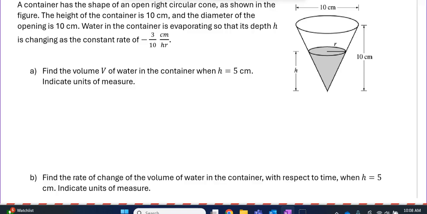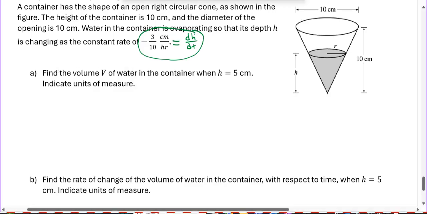And so let's just label this in calculus. It says the depth is changing, so that's dh dt. All right, that's key right there. In other words, this water is going down because it's evaporating. A, find the volume of water in the container when h is 5. So I don't need any calculus for this. I'm just finding the volume, but I do need to know the volume of a cone.